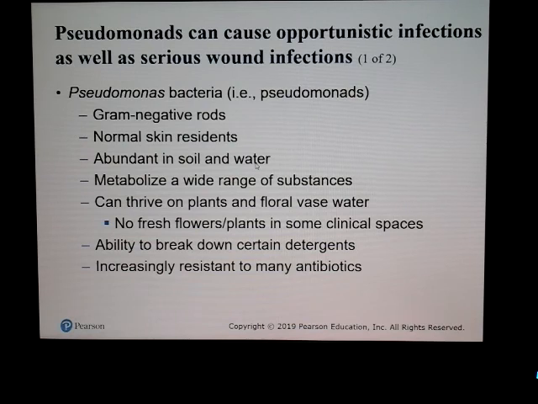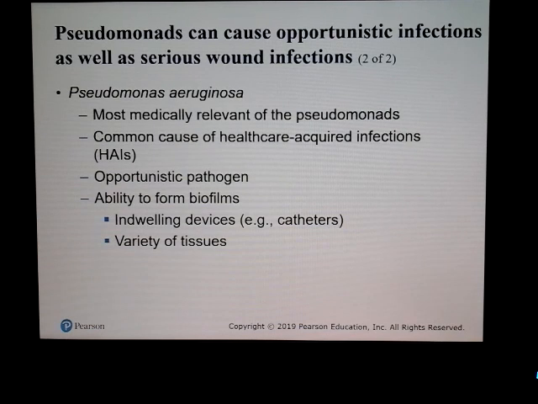Another type of infection is caused by what's known as Pseudomonas. These are gram-negative rods. They are part of our normal microbiota. These happen to be obligate aerobes, so they require oxygen to grow. Now, sometimes you'll find them in soil, sometimes in water, and they can also be found on plants. And sometimes, if you guys have ever seen kind of like a slimy biofilm in your vase water, that could be caused by Pseudomonas.